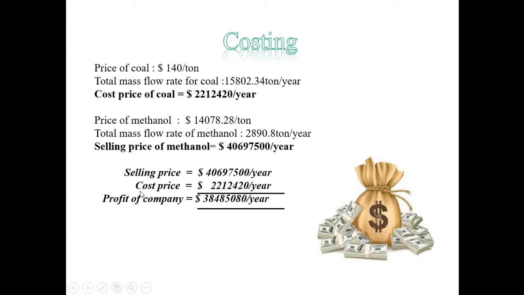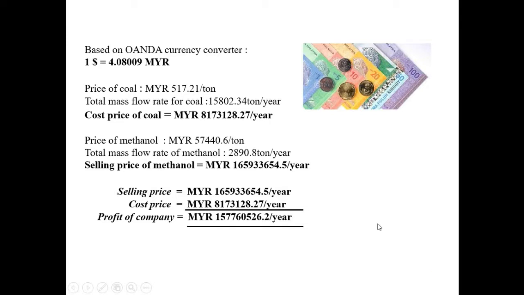Then our selling price of methanol that we have calculated is 40697,500 per year. So for calculating the profit of the company, this is the rough profit. The selling price minus the cost price, then we get our company profit. Our company profit is 38485080 per year.